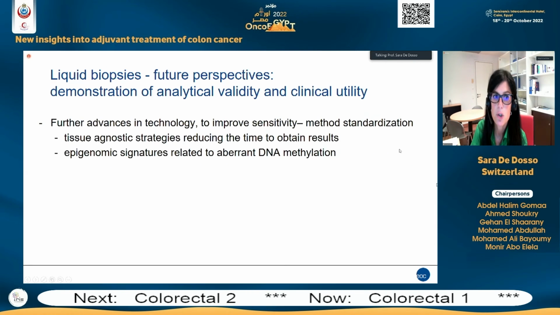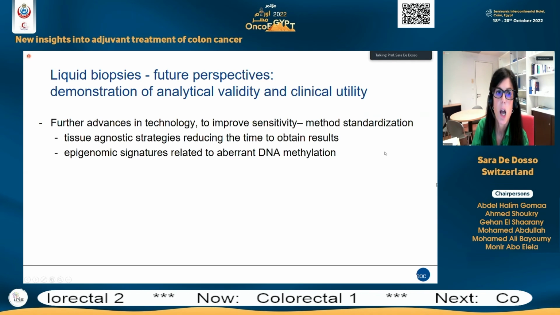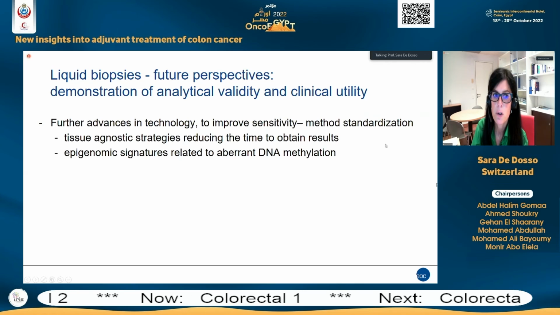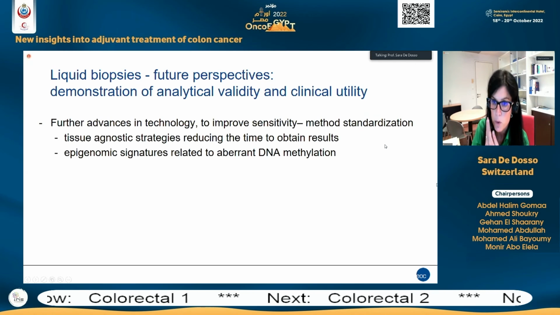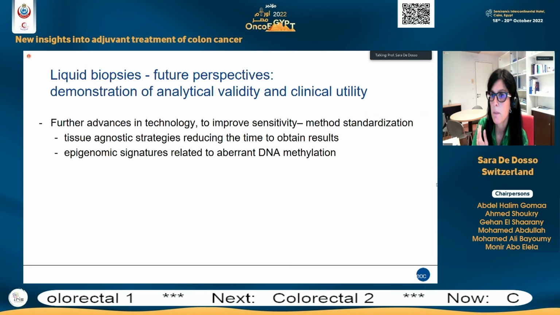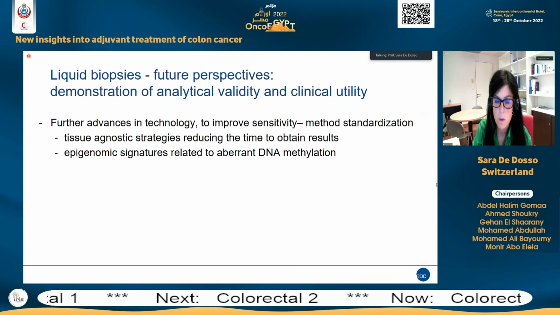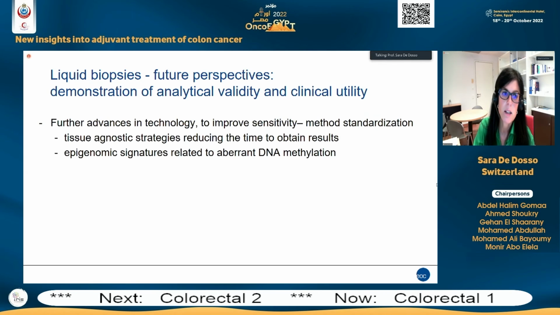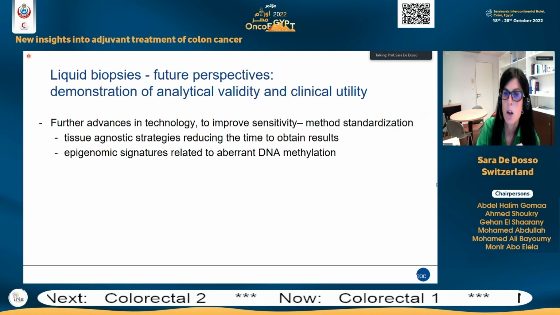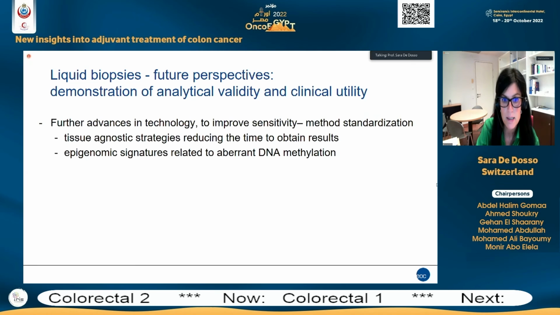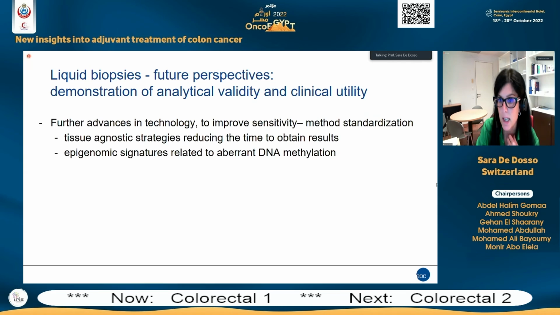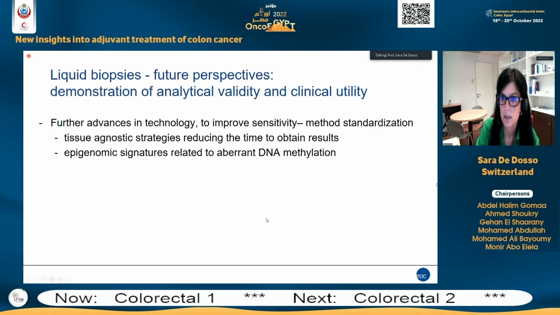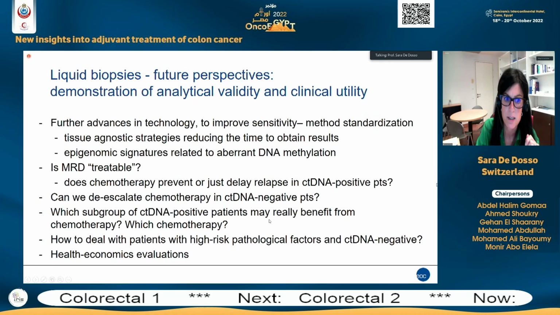So in conclusion, which are the future perspectives with the use of liquid biopsies? First of all, we need further advances in technology to improve the sensitivity and method standardization. So we need to use tissue agnostic strategies, reducing the time to obtain results, and also epigenomic signatures related to, for example, aberrant DNA methylation. So improve the technology and the method standardization.